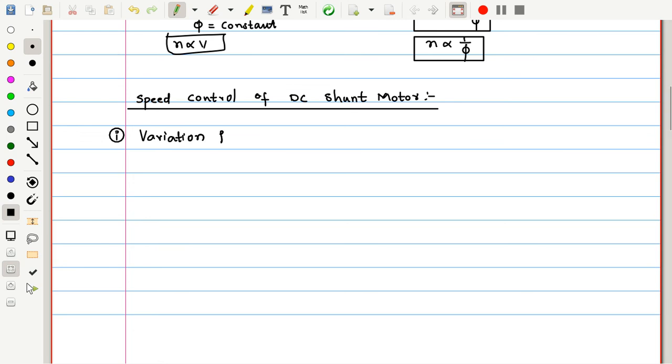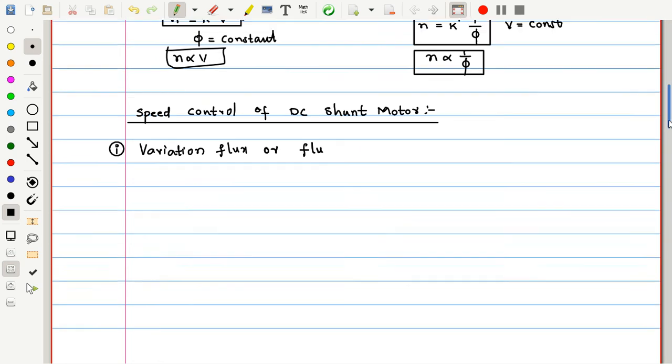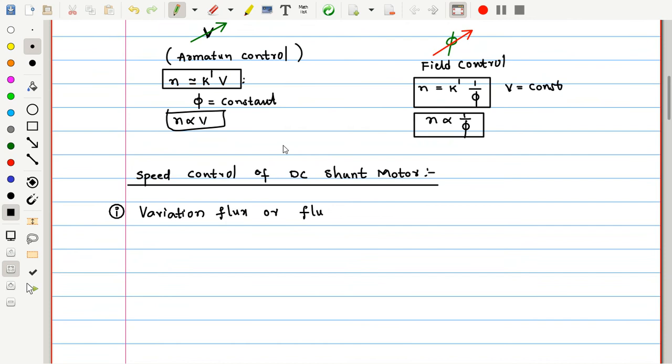Variation of flux, flux control method, or field control method, all are the same. So you can use the same word, field control or flux control method. Okay, so now let us see this.